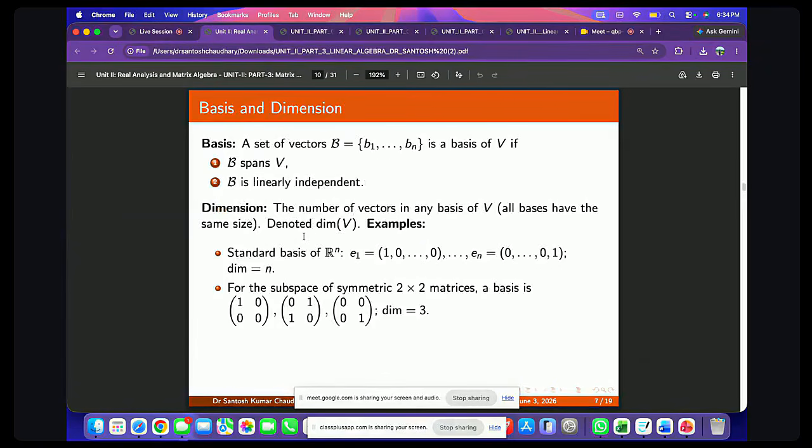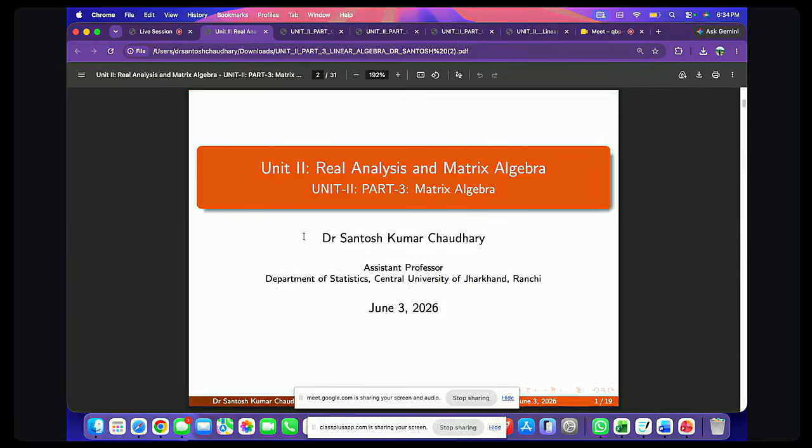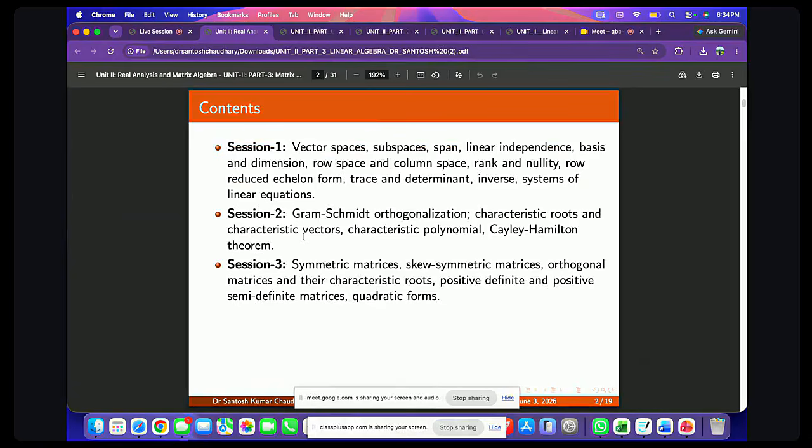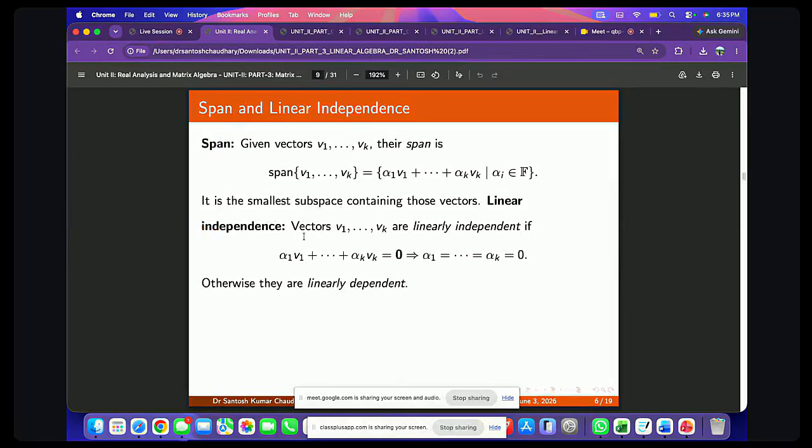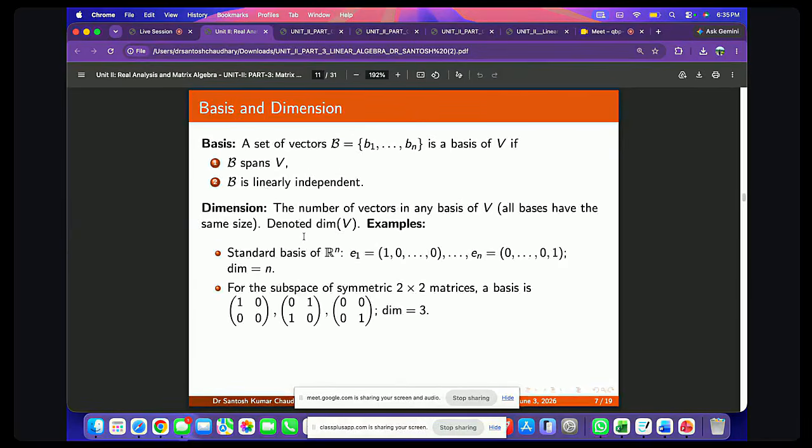So basis and dimension we have done. So what was in session 1? It was still system of linear equations. So first I will discuss it, then we'll discuss a few questions. So we have discussed till here.